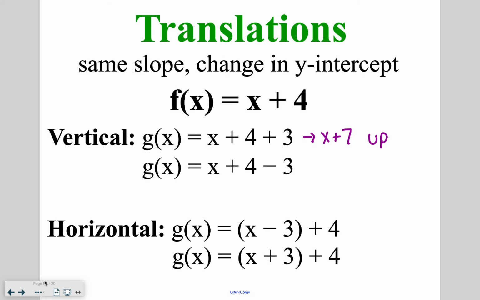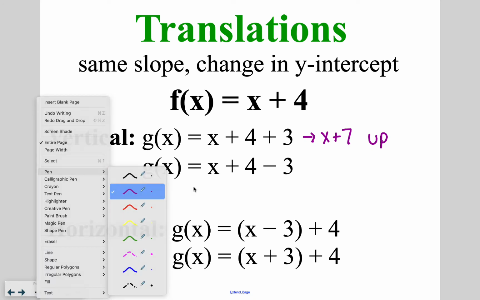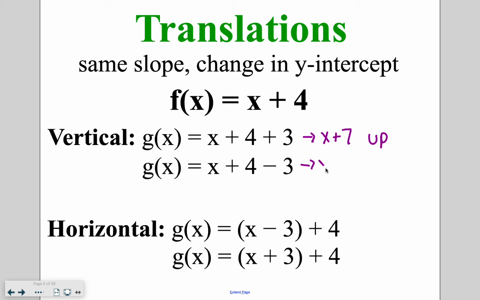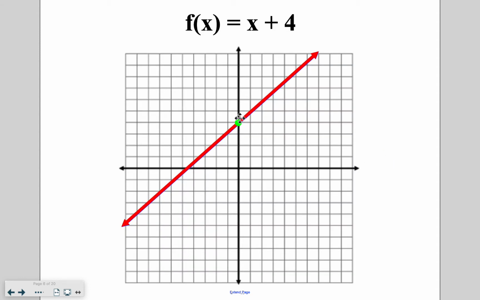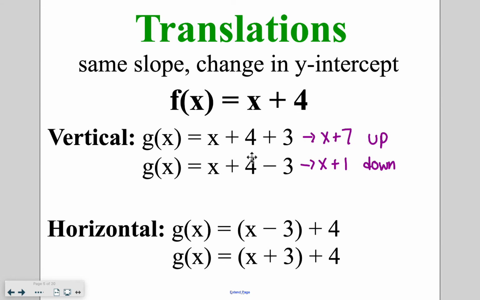If I have the other vertical translation, which in this case I chose subtracting 3, that would give us a final equation of y equals x plus 1. That moved the function down. So when I moved it down, 1, 2, 3, I ended up with a y-intercept of 1 and still my slope of 1. So I moved that function down 3 spaces. So if you are adding a number at the end and your y-intercept is changing, you're moving it up. If you're subtracting a number at the end and your y-intercept changes, it moves it down.